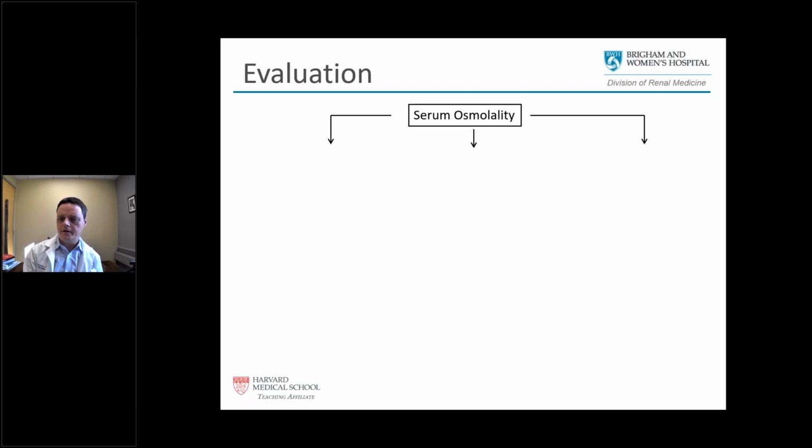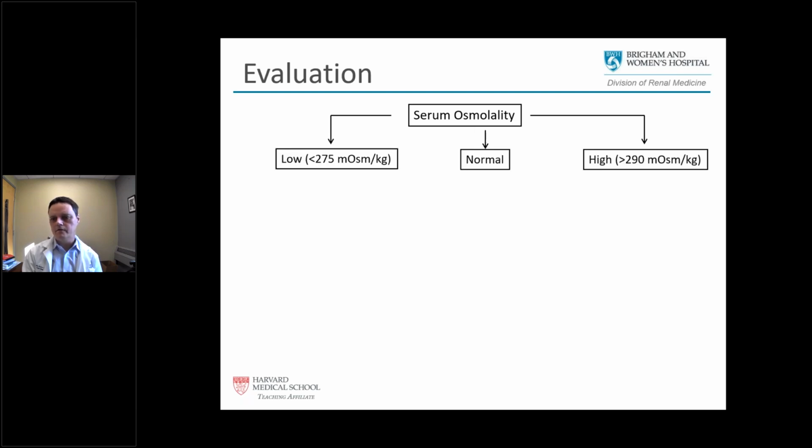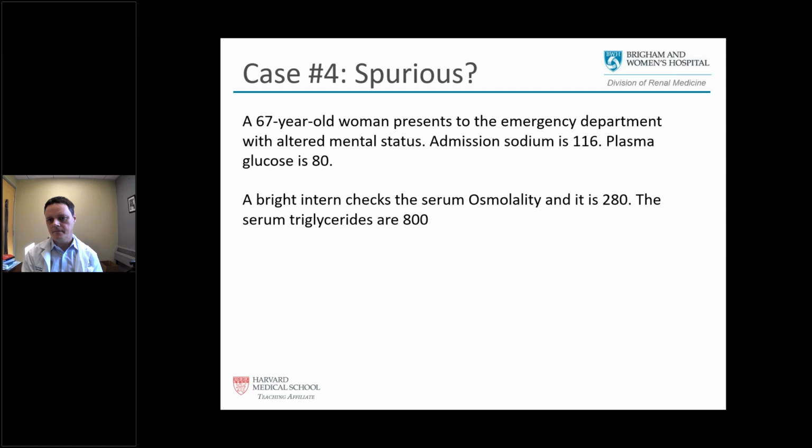So how do we evaluate patients with hyponatremia? The very first thing you have to do is a serum osmolality. It is key to making the diagnosis. There are 3 different states that you can be in patients with hyponatremia, depending on what the serum osmolality is. Serum osmolality can be low, it can be normal, or it can be high.